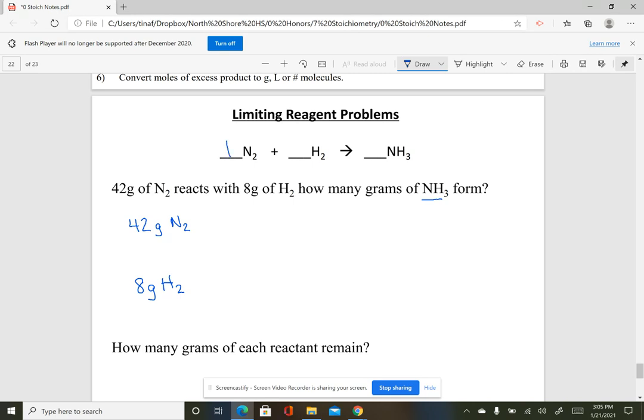Okay, so hopefully you got that right. I'm going to go over it if you didn't. First, it has to be balanced. 1 mole of N2 is 28 grams.